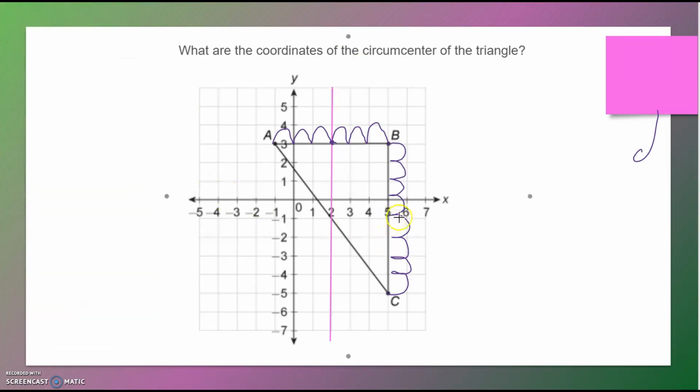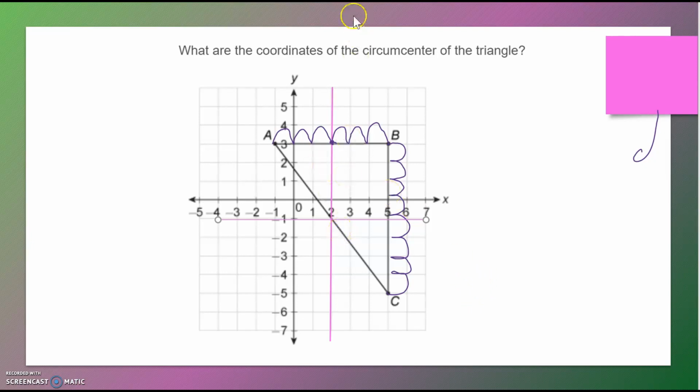So right here. And you can also use the distance formula or the midpoint formula and find the midpoint. And if it wasn't a right triangle, then you can use your slope formula to find a perpendicular line that's at the midpoint. But this one makes it easy because it's a right triangle.